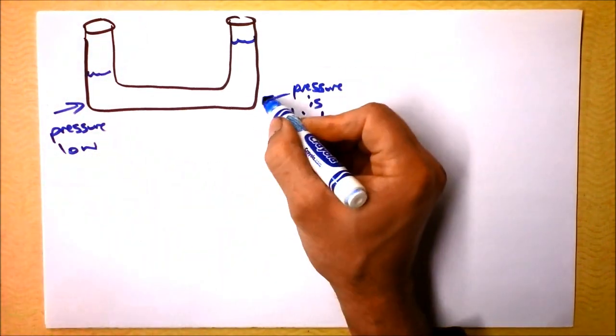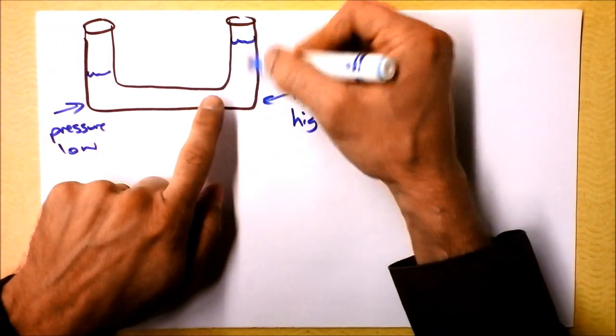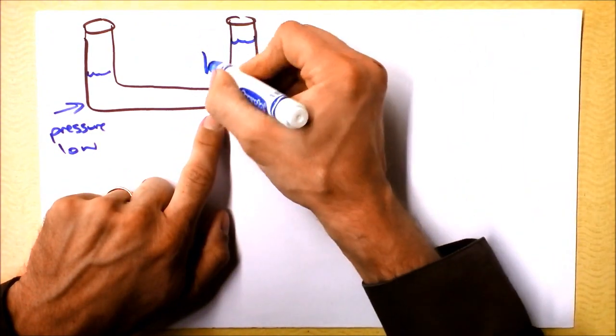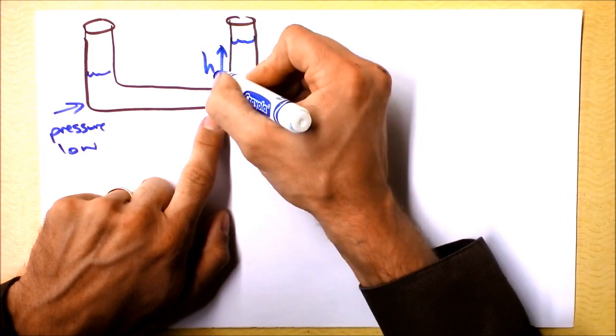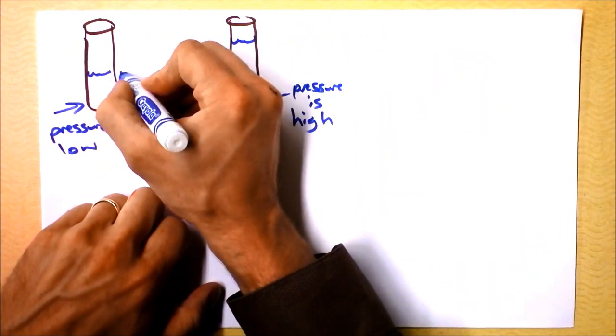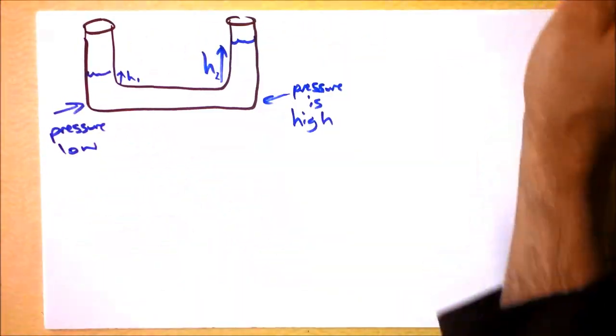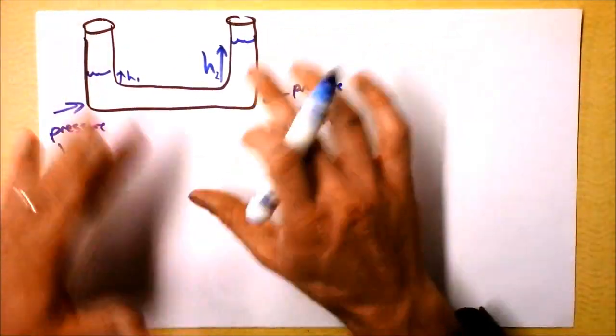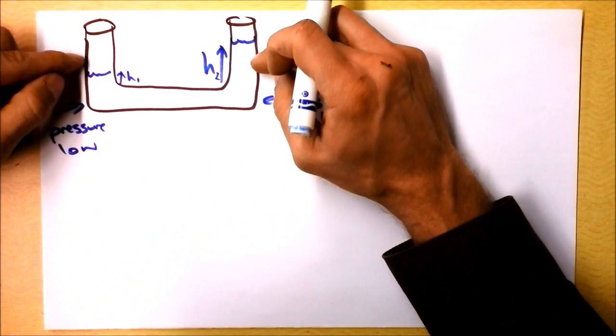This pressure is high, this pressure is low, because there's a pressure differential happening because of this height. So this is height 2, and this is height 1. And you believe that they will equilibrate. If it's in a gravitational field, then they're going to go to the same level.